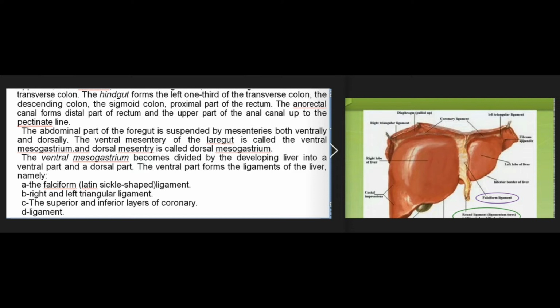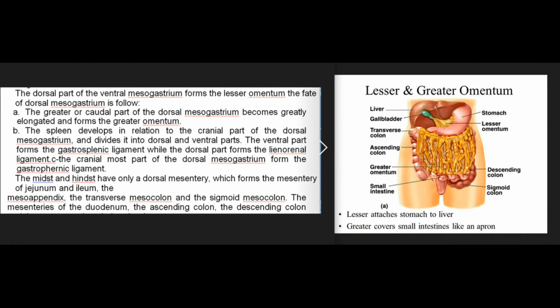The ventral mesogastrium becomes divided by the developing liver into a ventral part and a dorsal part. The ventral part forms the ligaments of the liver, namely, A. The falciform, Latin sickle-shaped, ligament. B. Right and left triangular ligament. C. The superior and inferior layers of coronary ligament. The dorsal part of the ventral mesogastrium forms the lesser omentum.